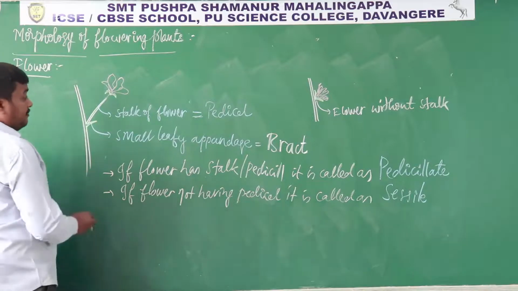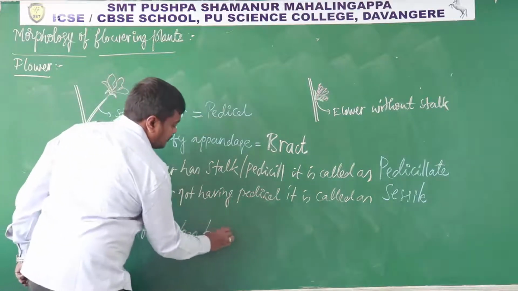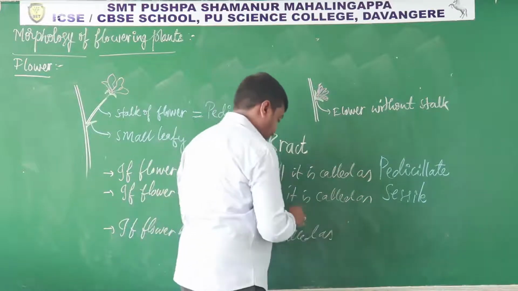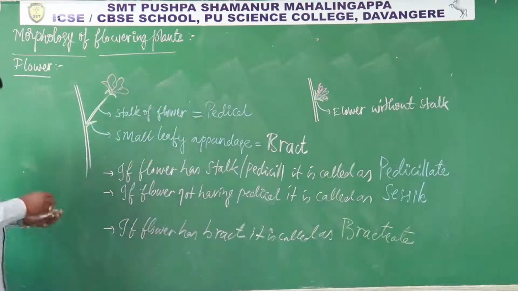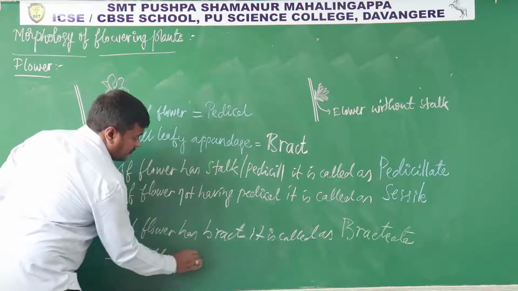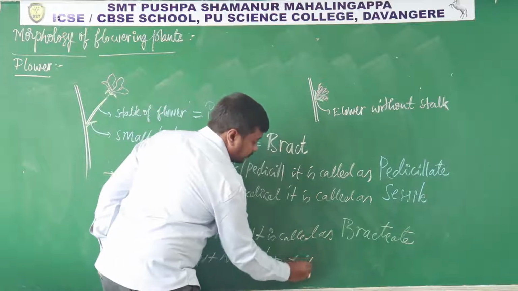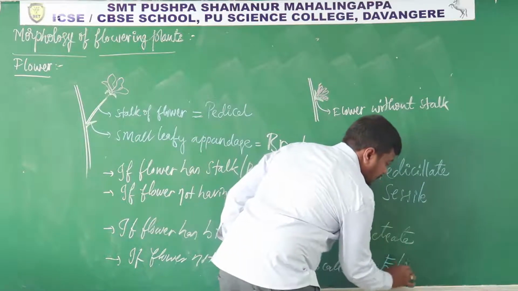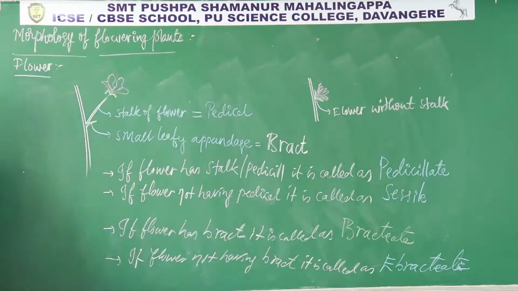Similarly, based on the bract: if a flower has a bract, it is called bracteate. If a flower does not have a bract, it is called ebracteate. If a flower has a stalk, it is called pedicellate.